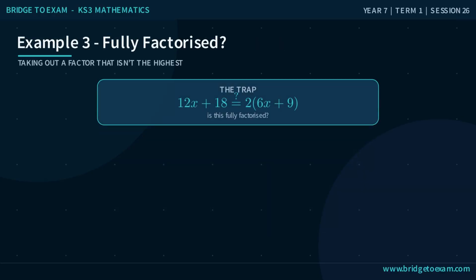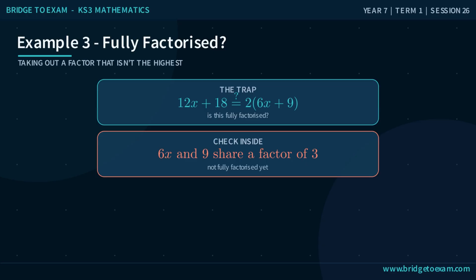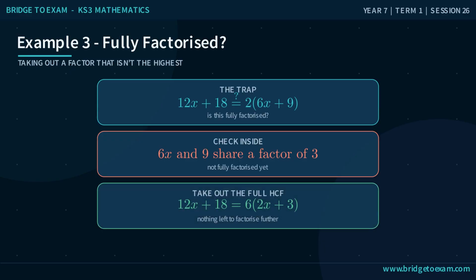12x plus 18 gets factorized as 2 times the quantity 6x plus 9. Is that fully factorized? Look inside the bracket. 6x and 9 still share a common factor of 3, so it isn't fully factorized yet. Taking out the full HCF 6 from the start gives 6 times the quantity 2x plus 3, and this time nothing's left to factorize further.